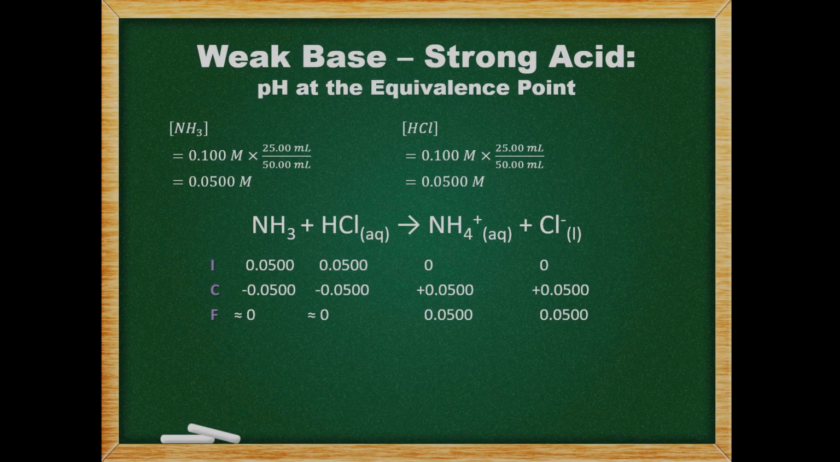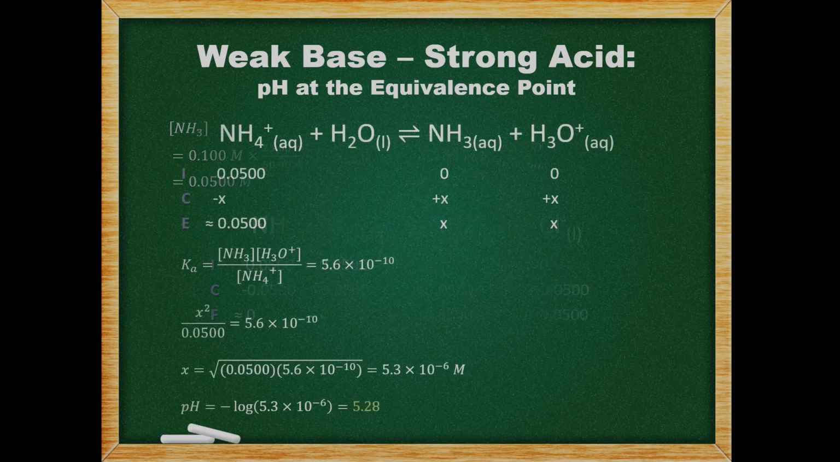When we add 25 milliliters of hydrochloric acid, we have reached the equivalence point and all the ammonia has been neutralized. The ammonium remaining in the flask, its conjugate acid, will donate protons to the water, so we can use an ICE box and Ka expression to get the equilibrium concentration of hydronium.